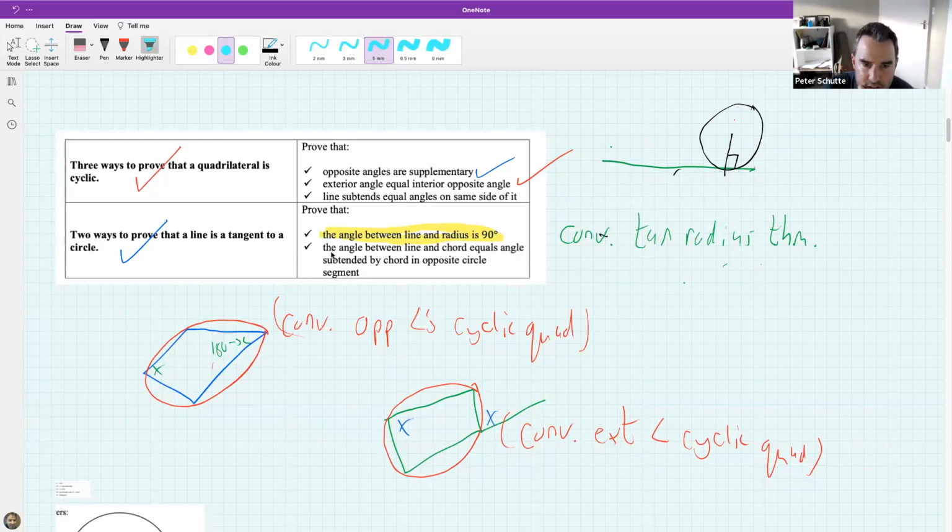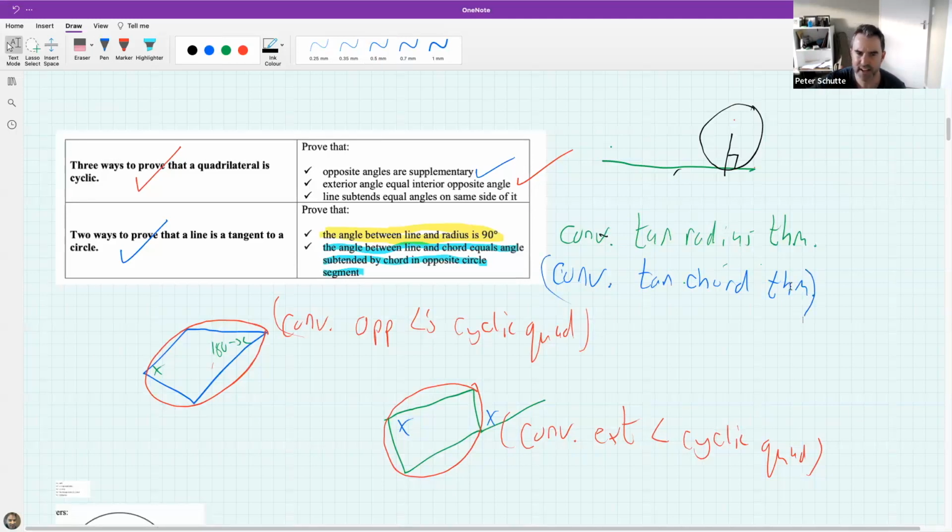And then if the angle between the line and chord equals the angle subtended by the chord in the opposite circle segment, oh my goodness, what a mouthful. What's the easy way to say this? Converse what? It's just going to be converse tan chord theorem. For all that mouthful, all we're doing is basically checking the converse tan chord theorem. We'll see that in an actual question, and it will make a bit more sense.